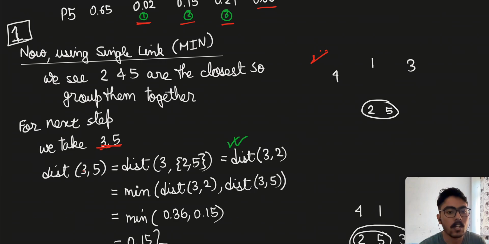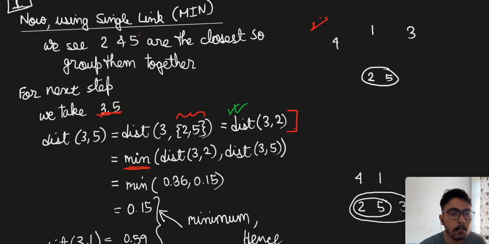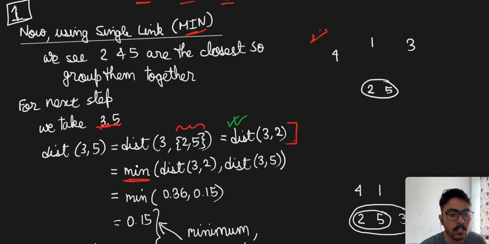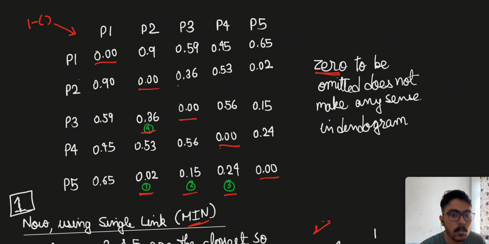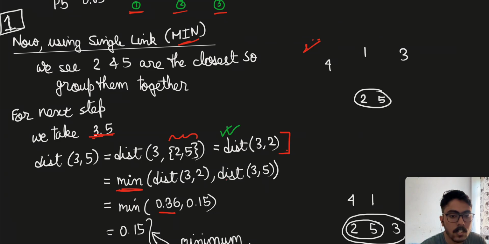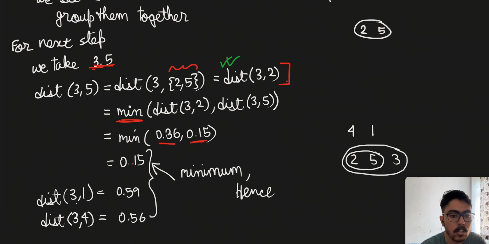So distance of 3 and 5 is equal to distance of 3 and the set, because now 5 is a part of the cluster, so 3 comma 2 comma 5. And more important, this is also equal to distance 3 comma 2, because again we will be referring to the same cluster, 2 comma 5. So this will be equal to the minimum of, why minimum? Because single link considers the minimum distance from the cluster. So the minimum of distance 3 comma 2 and distance 3 comma 5. Distance 3 comma 2 we refer from the table: for 3 comma 2 we have 0.36, so 0.36 is written here, and 3 comma 5 consequently is 0.15, so we have 0.15 here. Now the minimum of these two is 0.15.